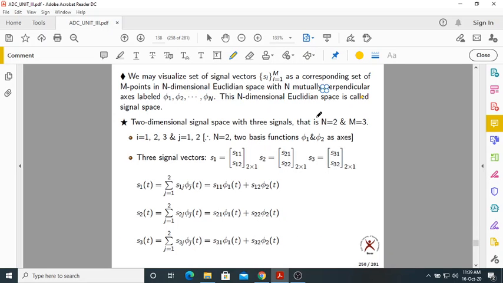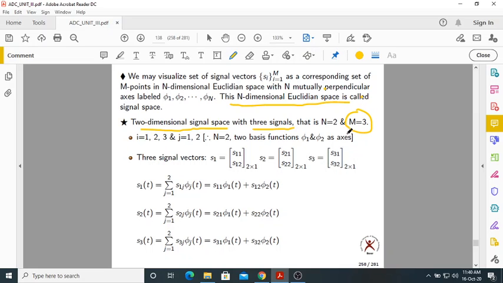Now, as I told you just now, we can represent everything geometrically. Let me take a simple example. We call it an n-dimensional Euclidean space, also called signal space. So in the signal space, how do we represent all the digital modulation in a geometrical space? Here I am taking a simple example: a 2-dimensional signal space with 3 signals, which means M equal to 3. What is M? The number of transmitted signals.